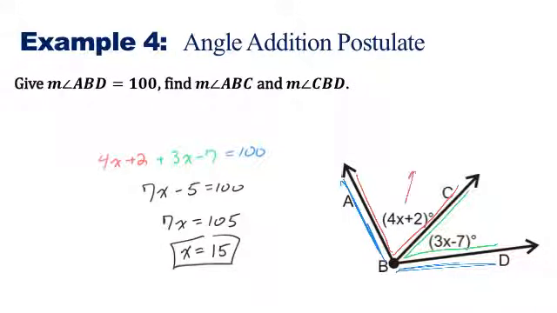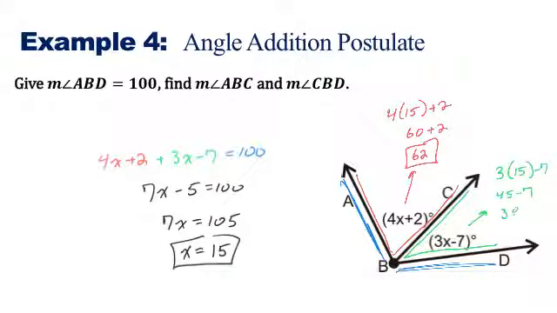For ABC, we have 4 times 15 plus 2, which is 60 plus 2. So we get an angle measure of 62. For CBD, we have 3 times 15 minus 7. So we have 45 minus 7, which gets us 38. And again, 62 plus 38 is the entire measure of 100.